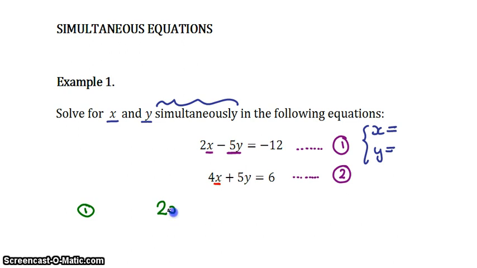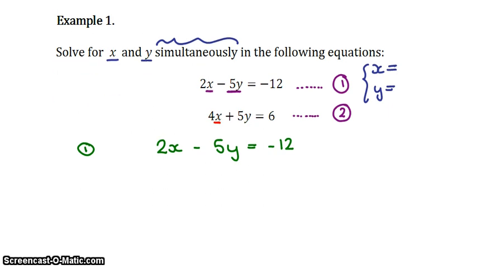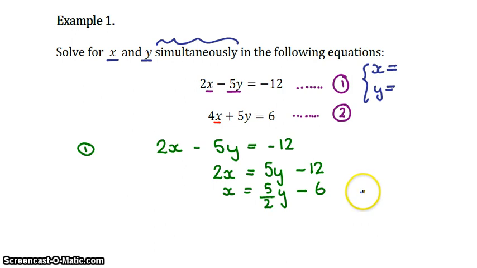Equation number 1 says 2 times x minus 5 times y equals minus 12. Now I'm going to isolate either the y or the x. Now I'm going to choose the x. So I'm going to say, right, 2x would be plus 5y to both sides, so 5y minus 12. And I'm going to divide each term by 2. So I get 5 over 2y, and minus 12 divided by 2 is minus 6. Now that means that this x value, according to this equation, is equal to 5 over 2y minus 6. I'm going to call that equation 3.